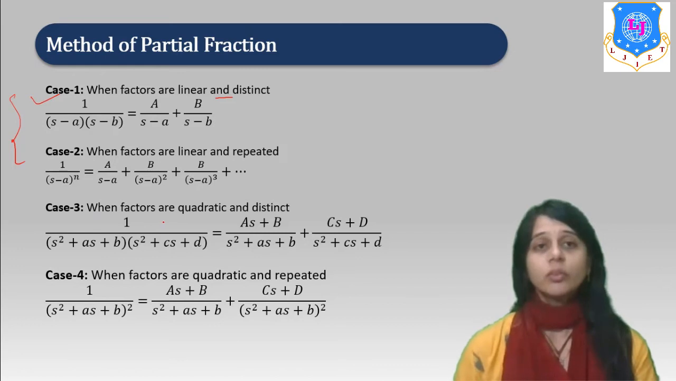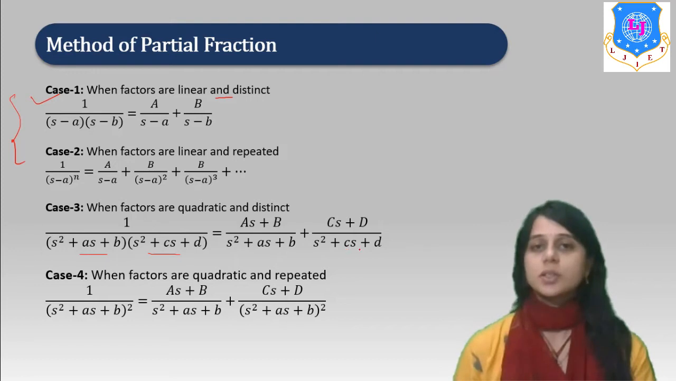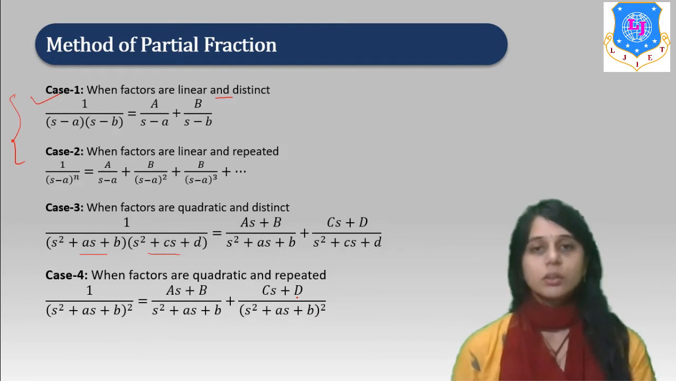Case 3, when factors are quadratic and distinct. That means 1 upon (s square plus as plus b)(s square plus cs plus d). Both are quadratic roots or complex roots. Then we assume (as plus b) upon (s square plus as plus b) plus (cs plus d) upon (s square plus cs plus d) for the individual factors. Now, if quadratic factors are repeated, then we use 1 upon (s square plus as plus b) whole square equal to (as plus b) upon (s square plus as plus b) plus (cs plus d) upon (s square plus as plus b) whole square. We again create a polynomial form in the denominator.